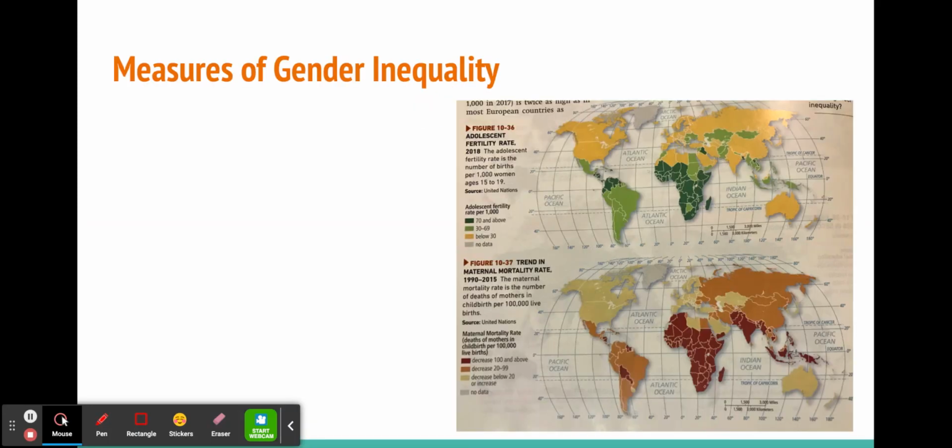And in this case, we're going to be talking about measures of gender inequality. Now, with measures of gender inequality, we're talking specifically about the Gender Inequality Index. However, there is another type of measurement that is used by the UN, which is called the Gender Development Index, the GDI. And both of these are used to measure gender inequality across the world.